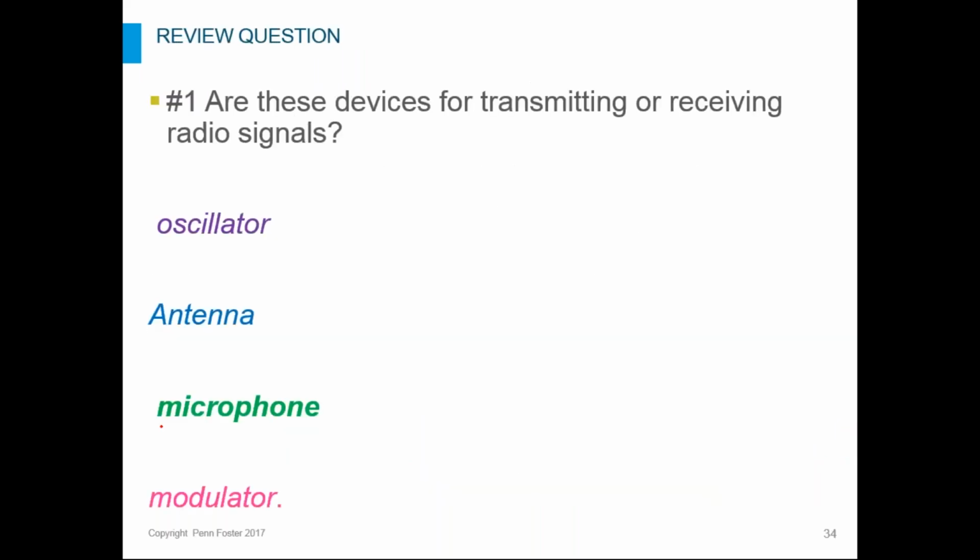Okay, so we got some other review questions about this. So first of all, are these devices for transmitting or for receiving radio signals? So remember, transmitting means sending the signals out, and receiving means receiving the signals. So all four of these are one of them. Oscillator, antenna, microphone, modulator. Are they for transmitting or receiving? I'll give you a few seconds to think about it. And those are for transmitting.